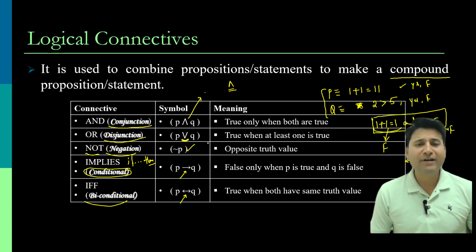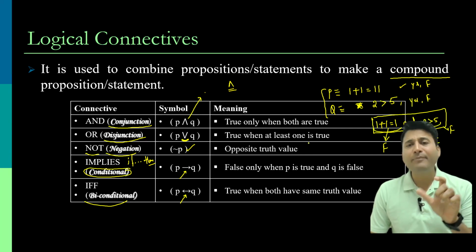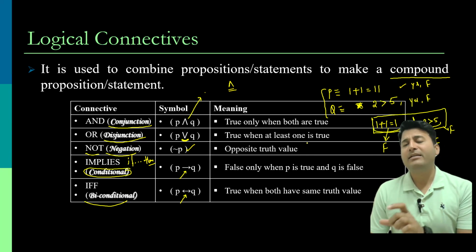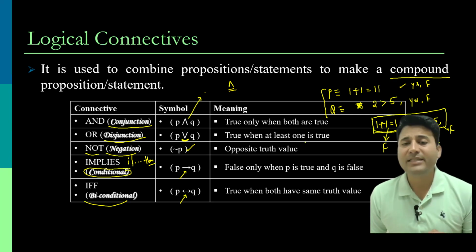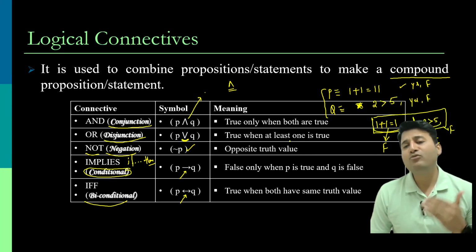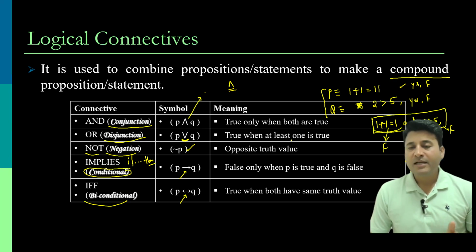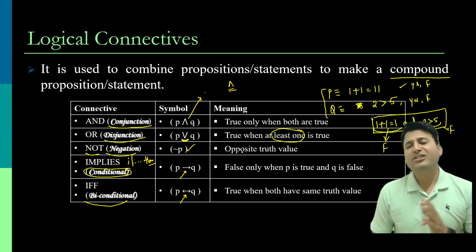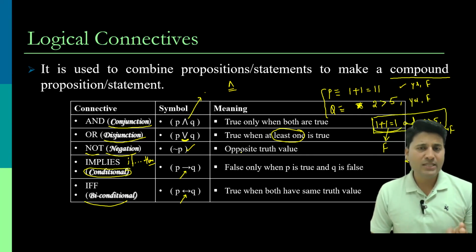In the same manner, if I am talking about the OR connective, in case of OR, if any of them is true, then the compound proposition comes out as true. Or we can say, if we have multiple propositions, if at least one of them is true, the compound proposition comes out as true. Negation means the not of the original information. If the information is true, its negation will be false. If the information is false, its negation will come out as true.